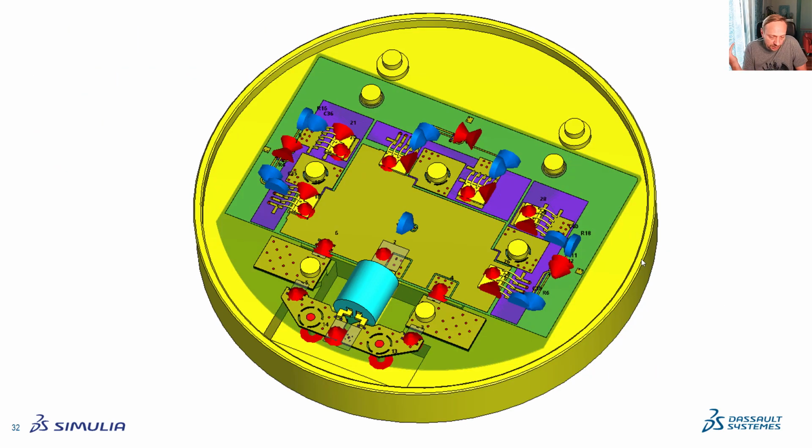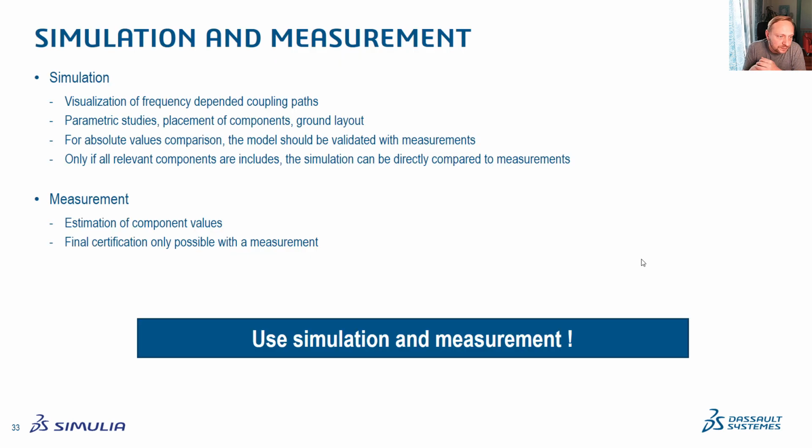We can import more complex models. We can simulate pretty realistic things. That's not a problem, but I think the simple model was a good example just to demonstrate all the steps and the ideas behind the EMC simulation. So what we did in the simulation is often not a competitor to your measurement. You should always use simulation and measurement as a team. Both have advantages and both have disadvantages.